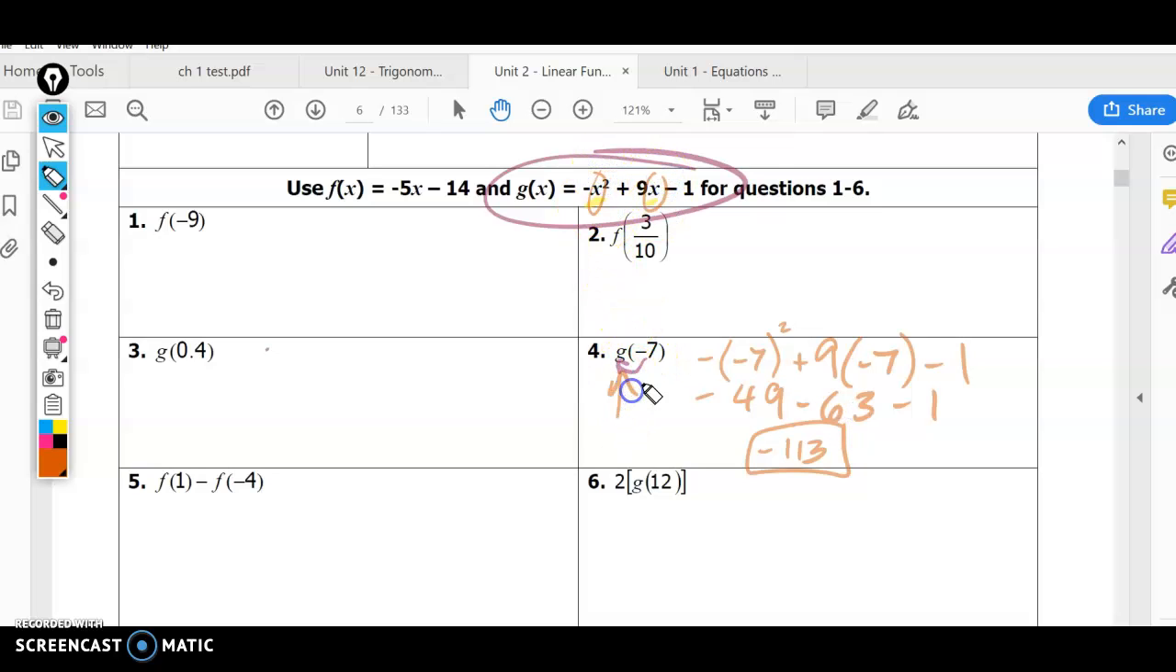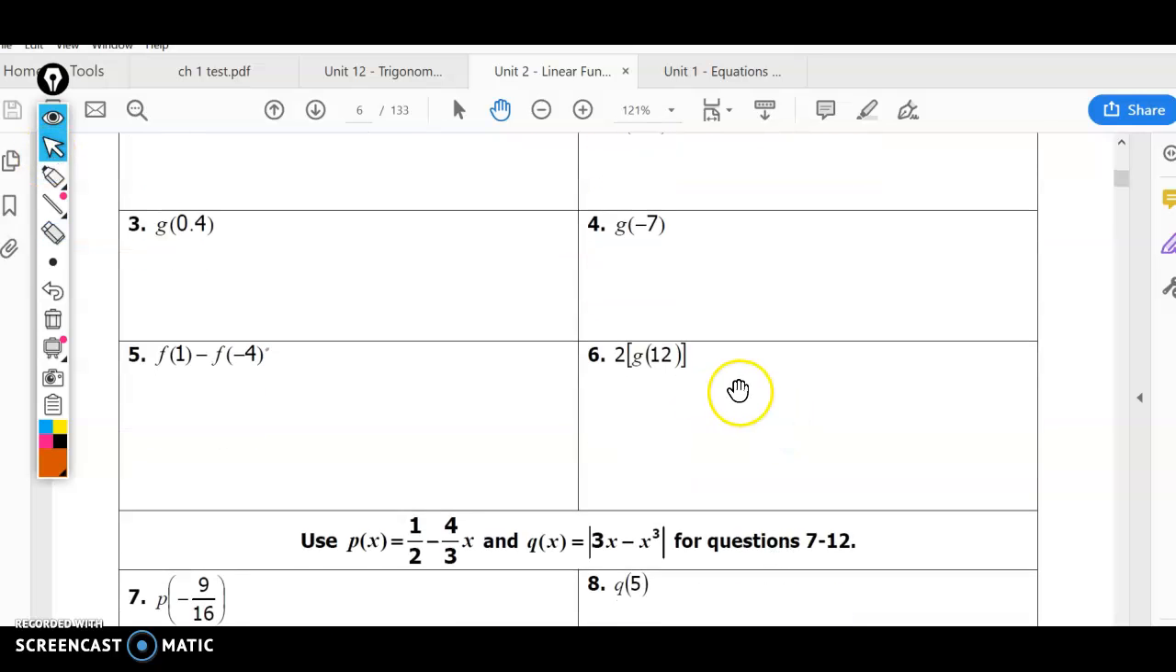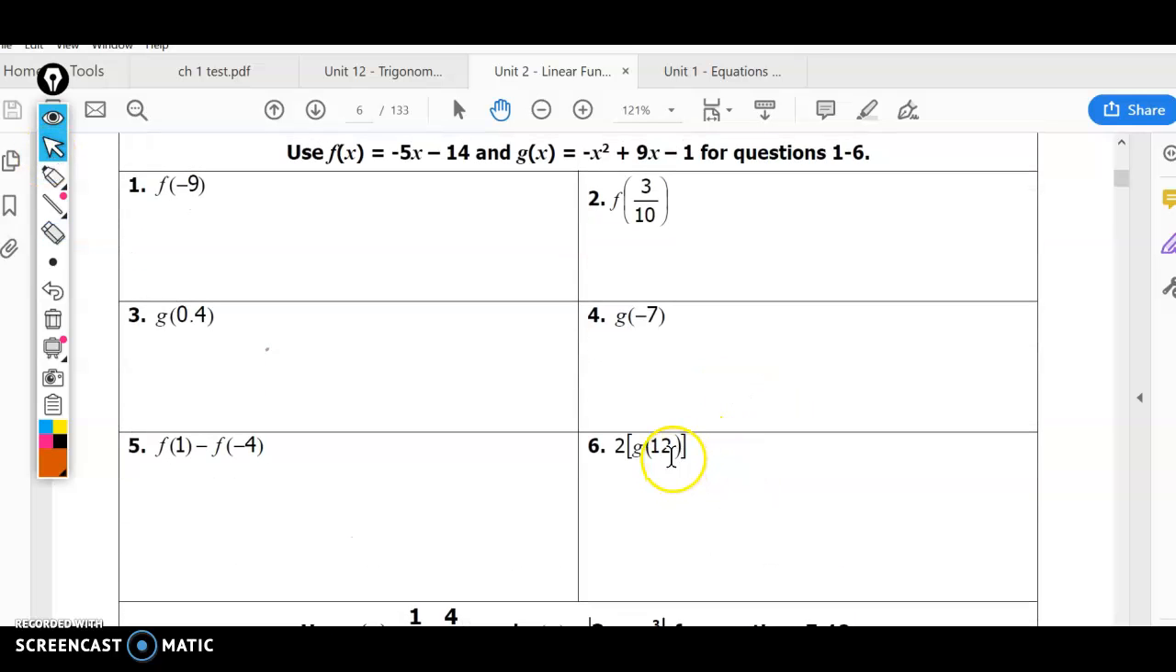And it'll always tell you, whether you're doing the f or the g, so no need to worry about that. Let's look at number 6. Looks a little different. In number 6, what it says is we're going to take 12, and since it's in parentheses, we're going to take that and put it in for the g function. Let's do that. And then after we found out what that answer is, we're then going to multiply it by 2.